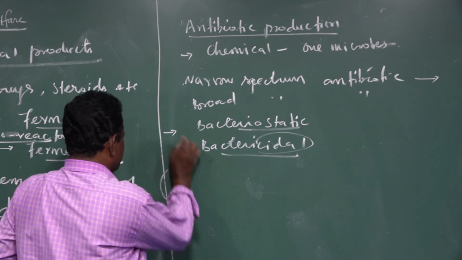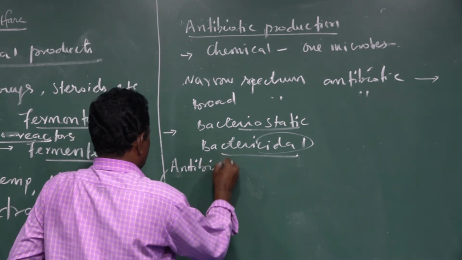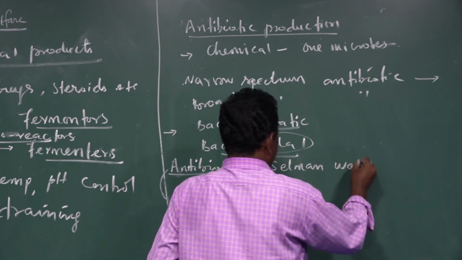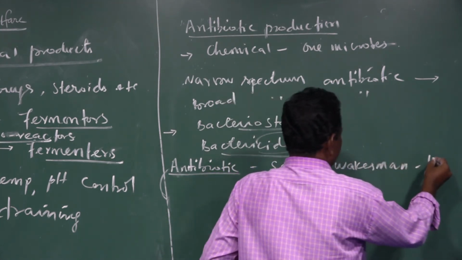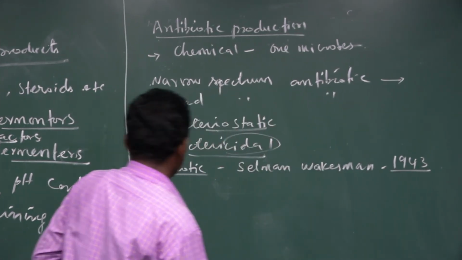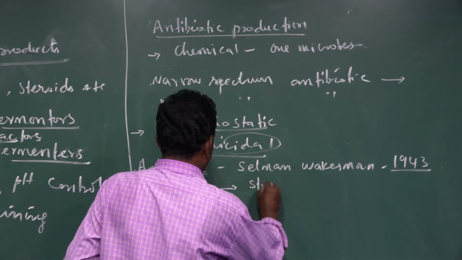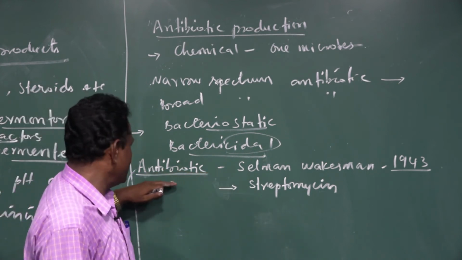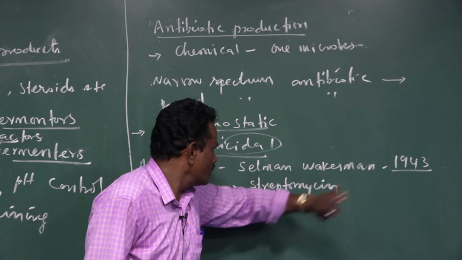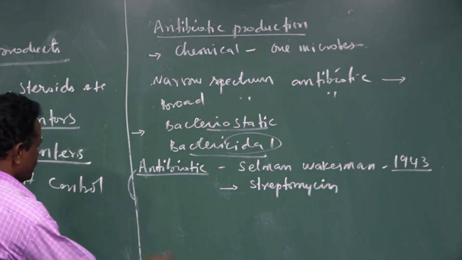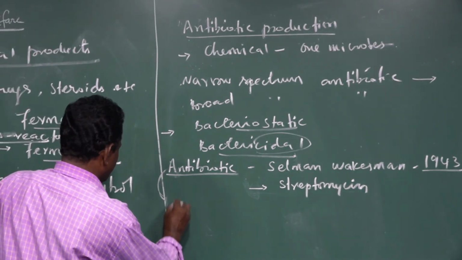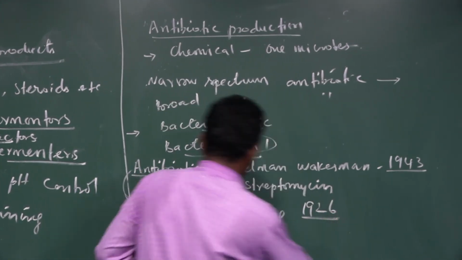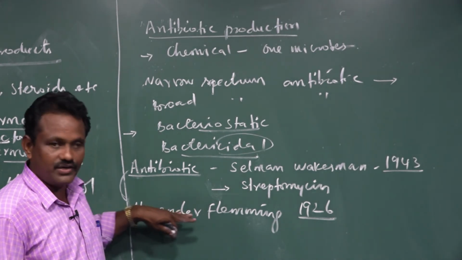The term antibiotic was given by the person called Selman Waksman, in the year 1943. Waksman discovered the antibiotic called streptomycin. The term antibiotic was used by Selman Waksman in the year 1943. And actually the first antibiotic was discovered by Alexander Fleming in the year 1926.